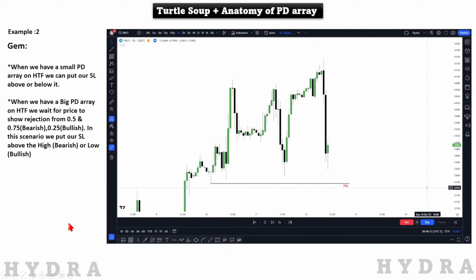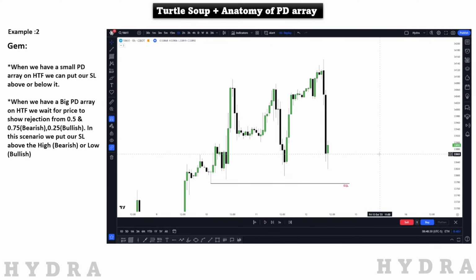So here's our example number 2, and as you guys can see, we have relative equal low right here in a form of strong sell side liquidity. Plus we already know that we are in a bearish trend from this delivery right here. We have two big down close candles on hourly chart right here.